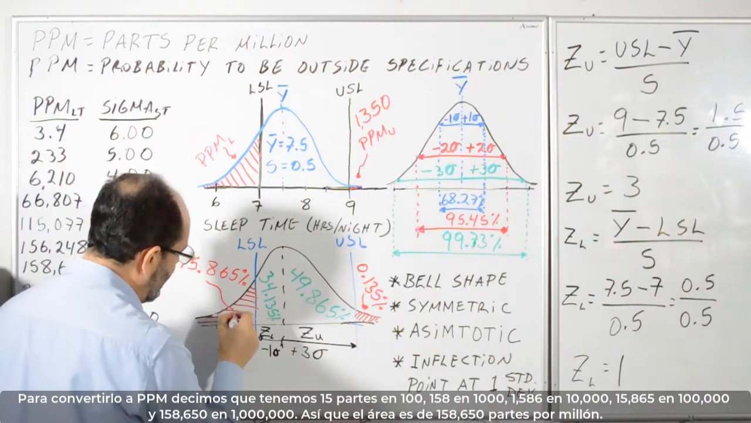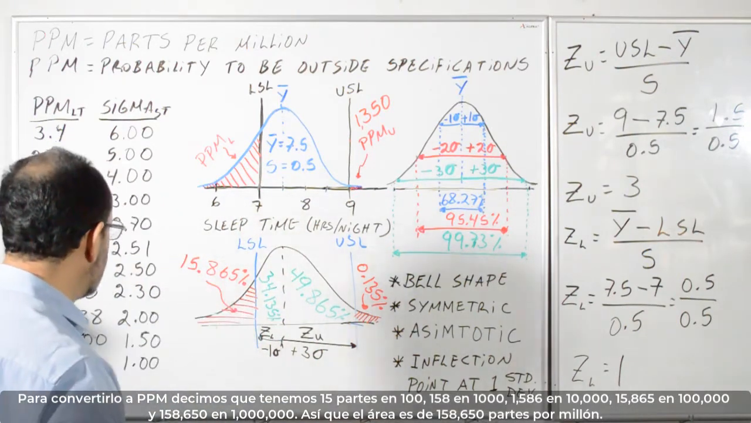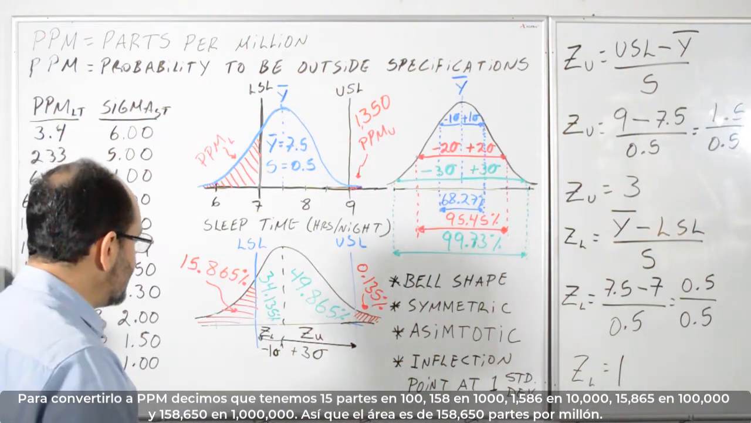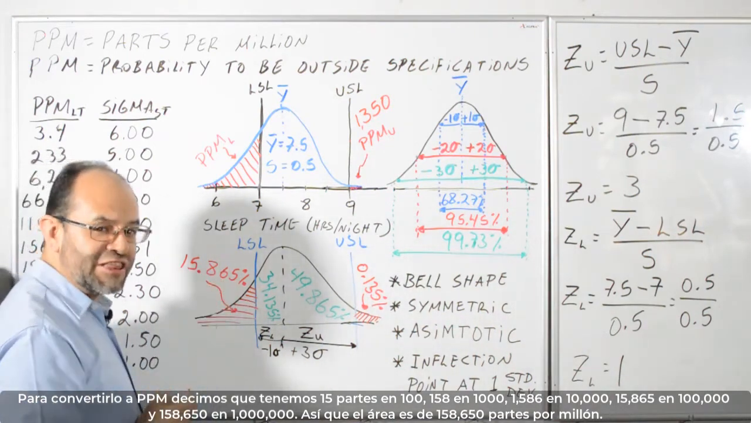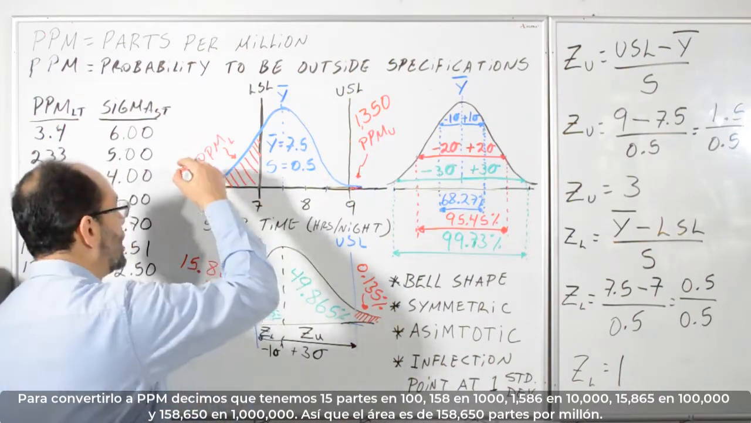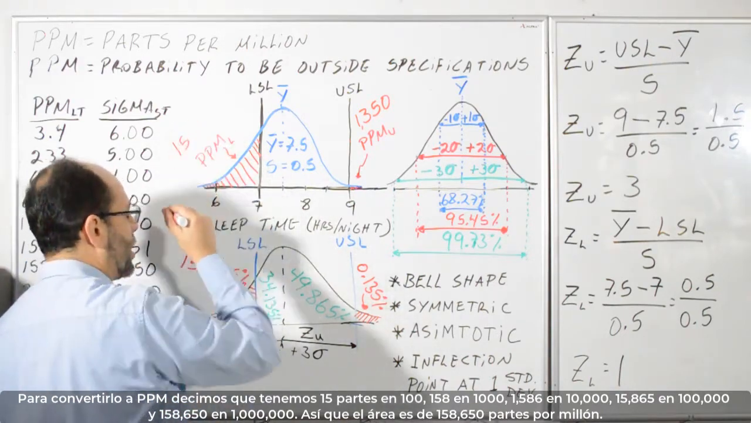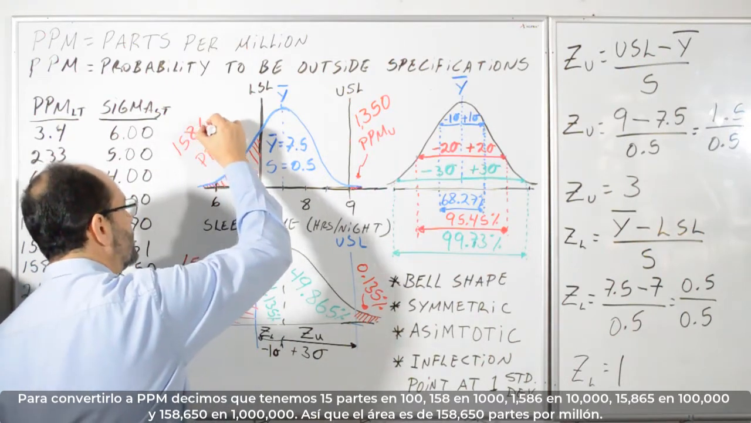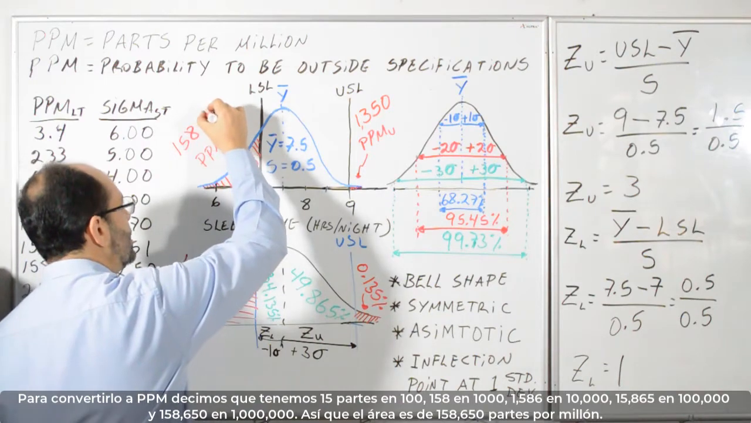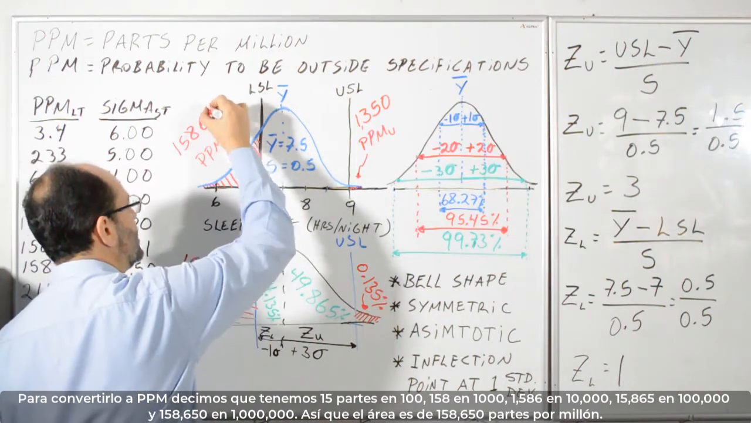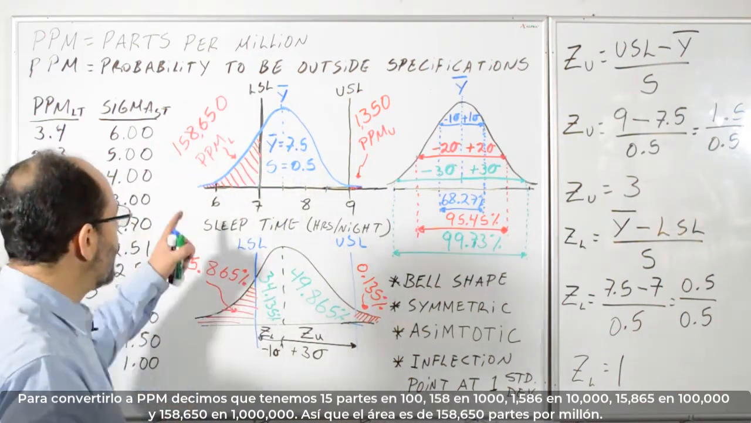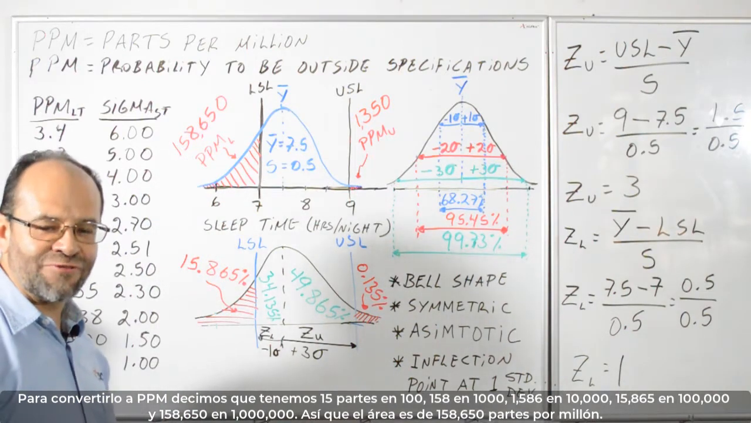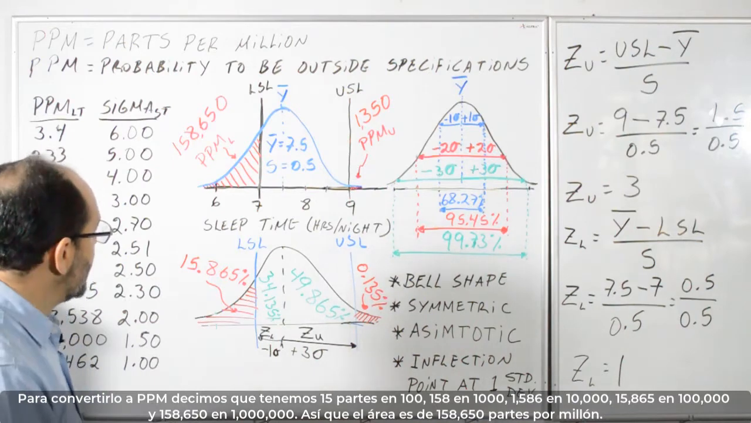So this area is 15.865%. That means that this is in terms of percentage. In terms of ppms, that will be 15 in 100, that will be in 1,000, this will be in 10,000, in 100,000, and in 1 million. So the area is 158,650 parts per million.